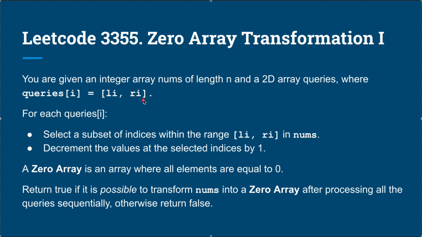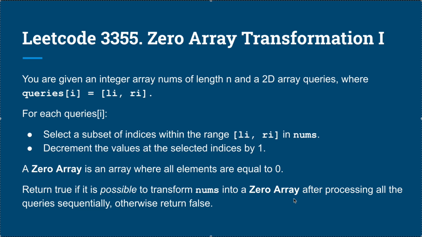Means each query contains a range, a left index and a right index in the array nums. For each query i we have to select a subset within the given range in nums, and then decrement the value at the selected indices by 1. So each time we decrement the value at the selected indices by 1. A zero array is an array where all the elements are equal to 0, so we have to return true if it is possible to transform nums into a zero array after processing all the queries sequentially, otherwise return false.